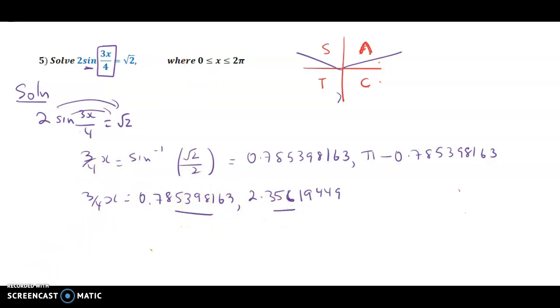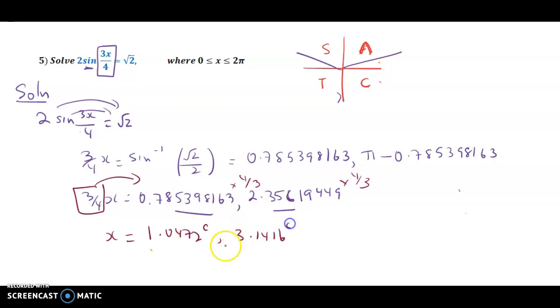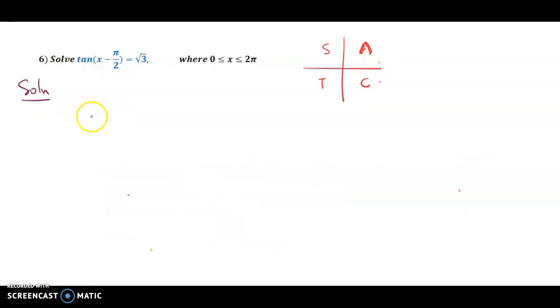Now, is that my final answer? No, guys, it's not. I still have to deal with this 3/4 here. So I have to send this over, which means that I'm going to take these two answers here and multiply by 4 and 3, and then my final answers, guys, will end up being this 1.0472 radians, and my second answer will be 3.1416 radians. That's it, everyone. So this, guys, is my sixth and final example.